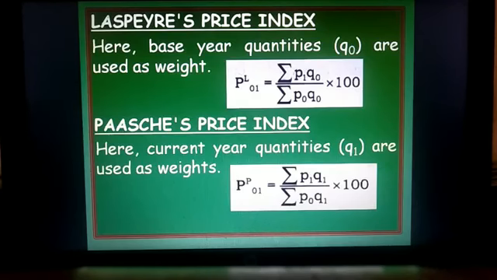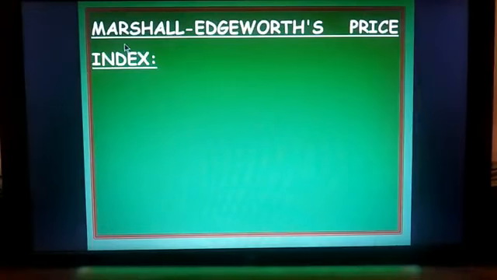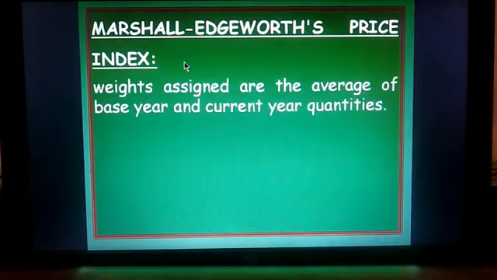In the previous video, we came across how to write Laspeyres' price index number and Paasche's price index number. Now we have to concentrate on the next index number, which is the Marshall-Edgeworth price index number. The weights assigned are the average of base year and current year quantities here, as we know already.